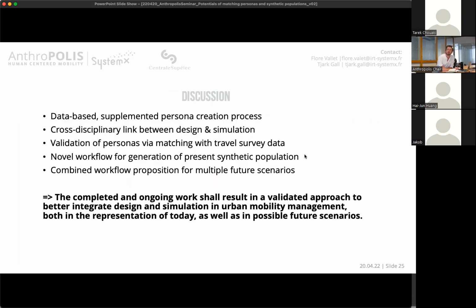And this brings us to the discussion, the conclusion. So first of all, we started with the data-based, supplemented persona creation process. So even that is already something which I think supplements a little bit what we have been doing so far: having personas with activity chains, with locations, and so on, with additional information which we didn't have before. Secondly, exploring more the cross-disciplinary links between design and simulation, trying to integrate them where possible and where it makes sense. Then validating the personas through the matching with travel survey data. So this is more or less where we are working at the moment.